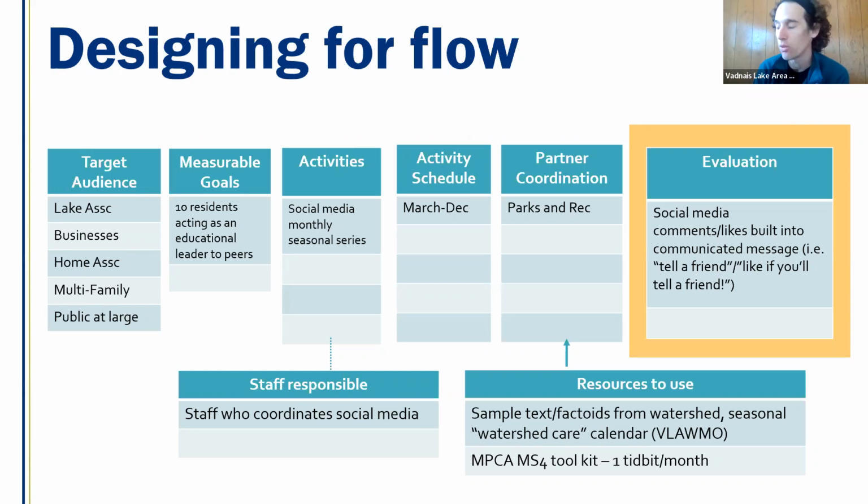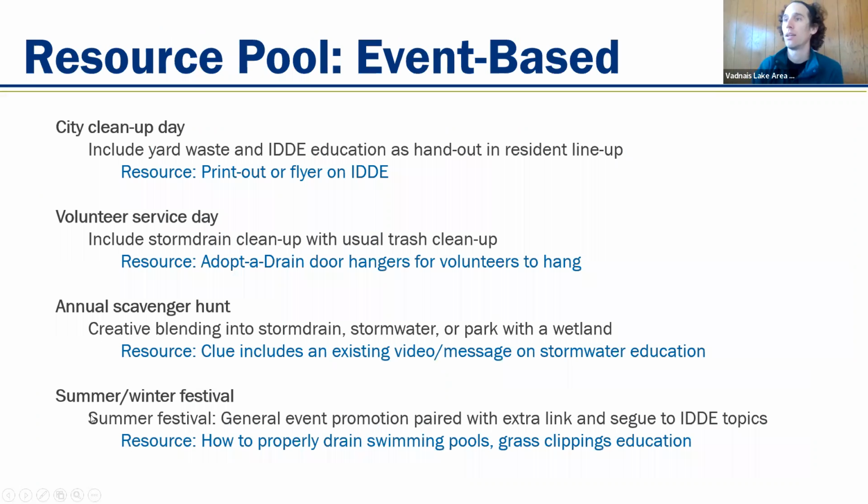And the MS4 toolkit. Don't forget about how much is really on that toolkit. If you browse around the website, you'll see templates and sample language. There's enough information there that you could pull out a tidbit of a best practice, something about shorelines, native plants, or yard care, and disperse that once a month. It's all there for the taking, and sometimes the biggest hurdle is to just get it out into exposure. So that's a way to do that.